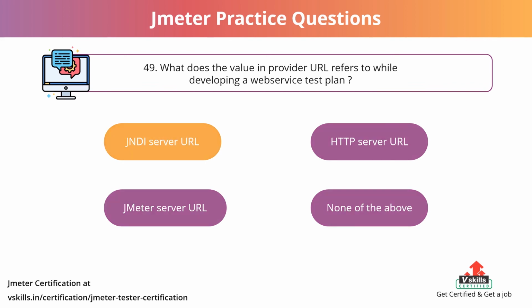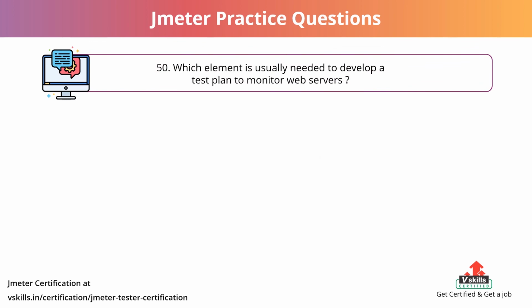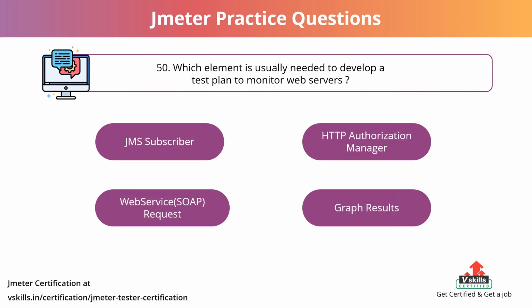Question number 50. Which element is usually needed to develop a test plan to monitor web servers? The options are A, JMS subscriber, B, HTTP authorization manager, C, web service SOAP request, D, graph results. The correct answer is option B.